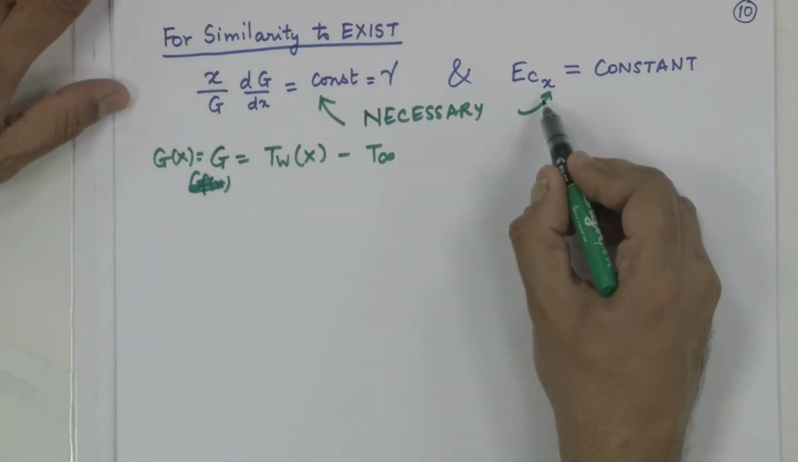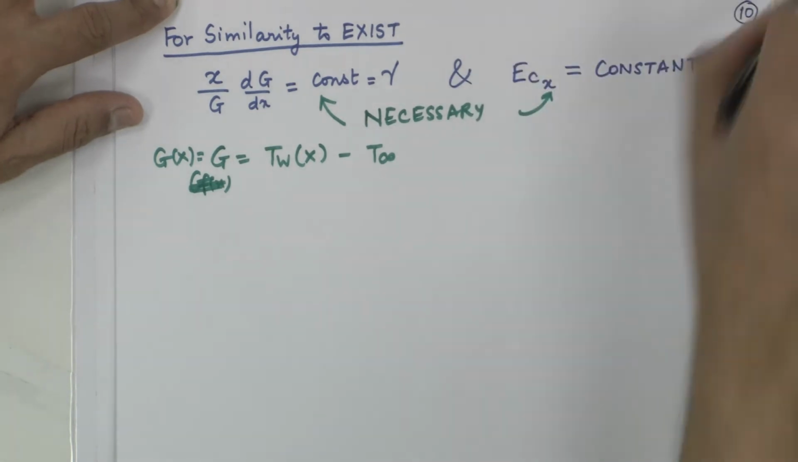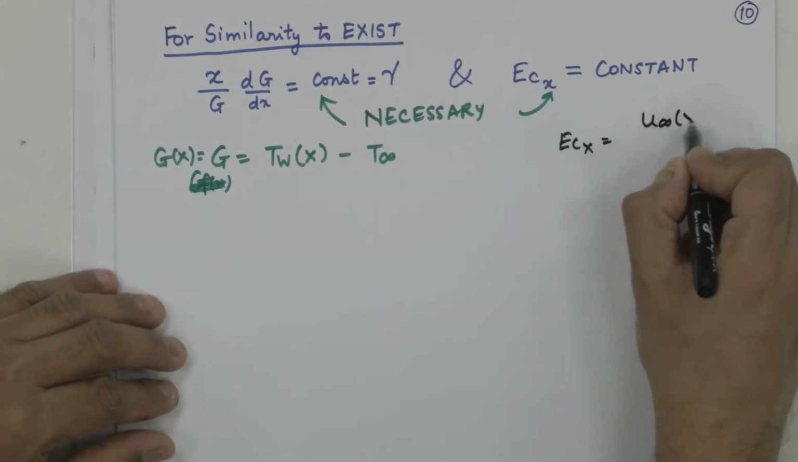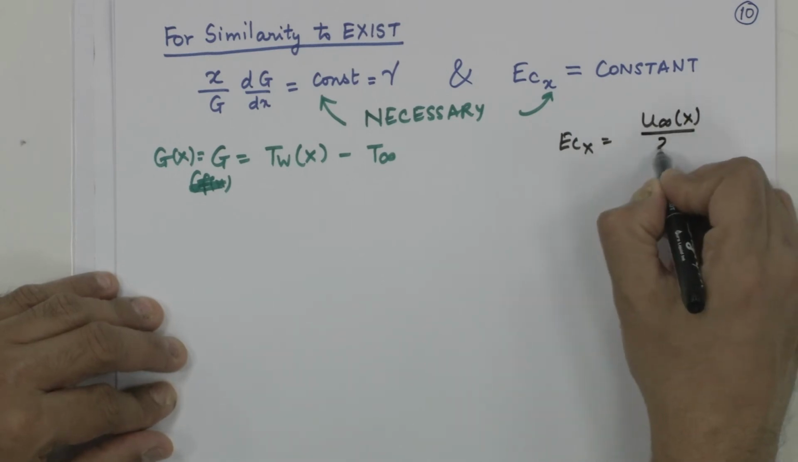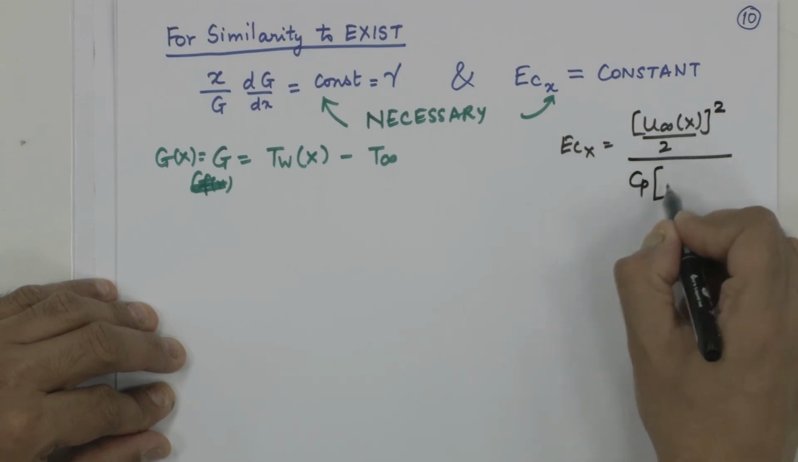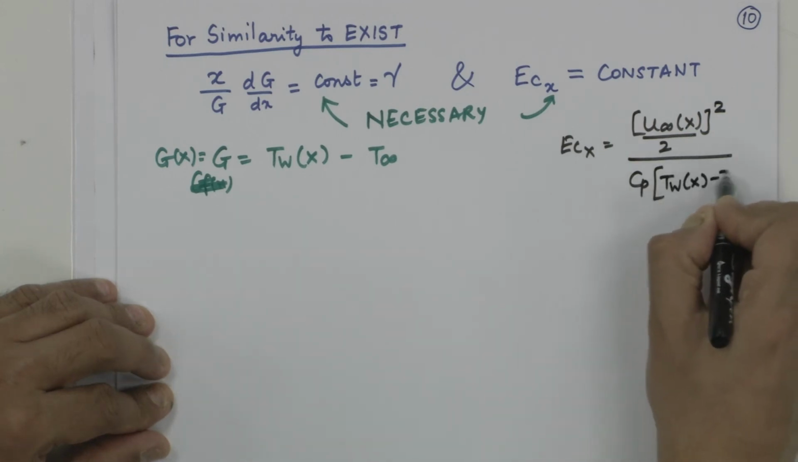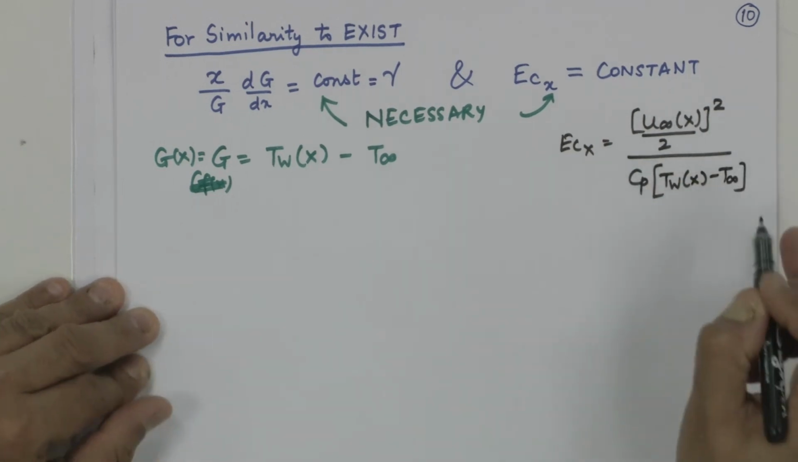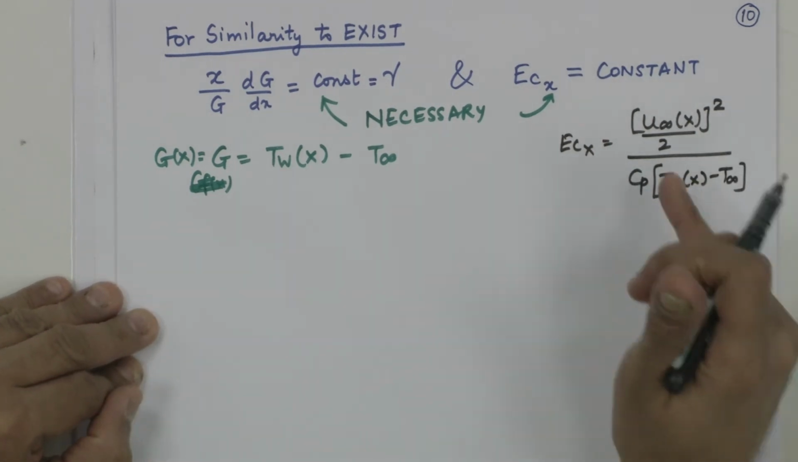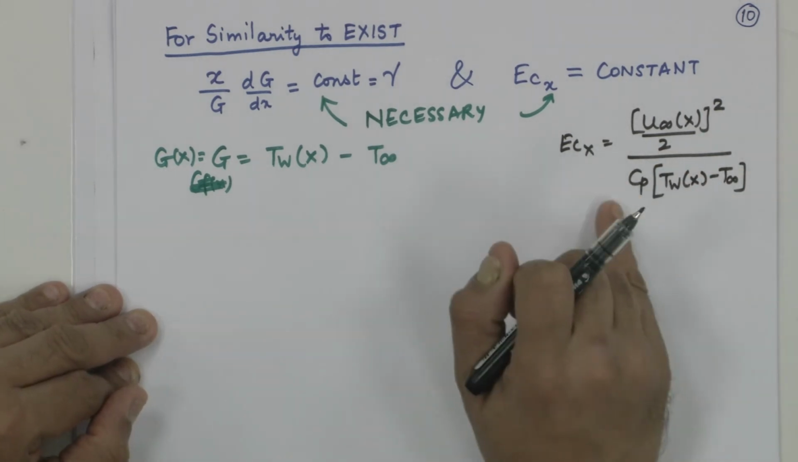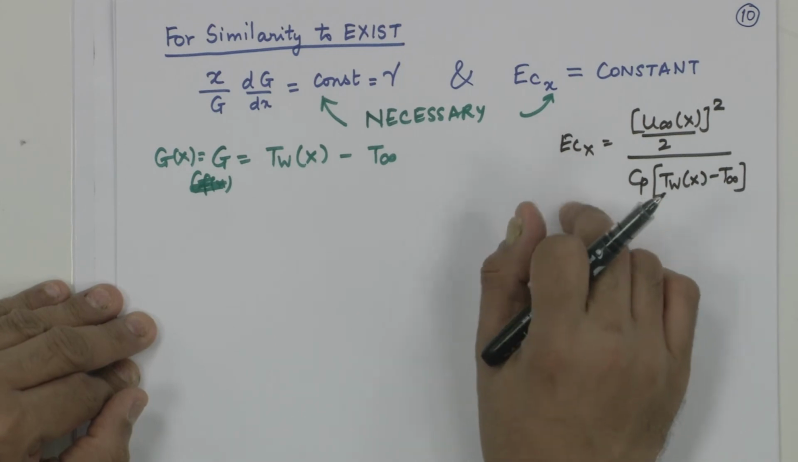We are not saying Eckert number should be constant. What is Eckert number again? This is the local Eckert number, u infinity squared by 2, that's why I kept writing it this way, local value divided by Cp times Tw local minus T infinity. The variation of this quantity should be independent of x. U infinity can change with respect to x. Tw can change with respect to x. Doesn't matter. Eckert number should be a constant.